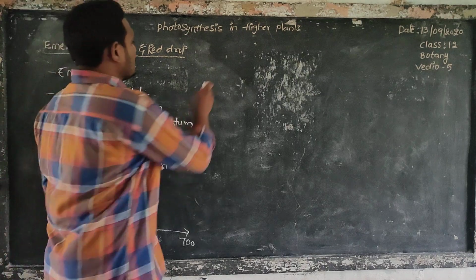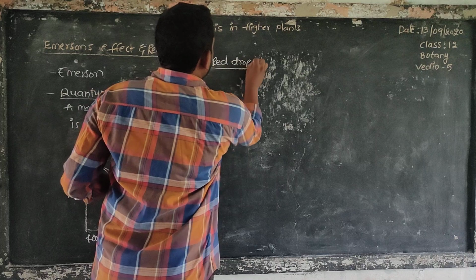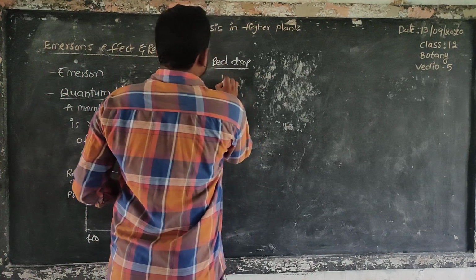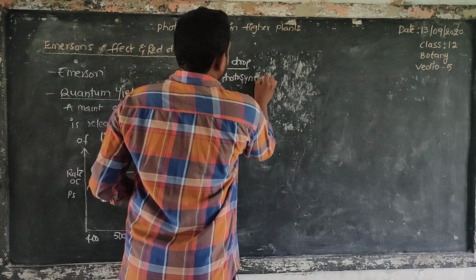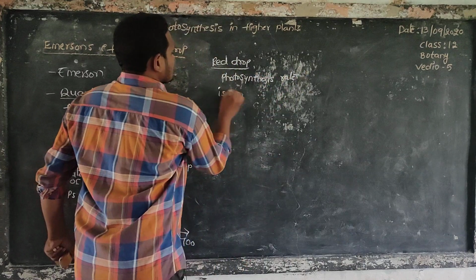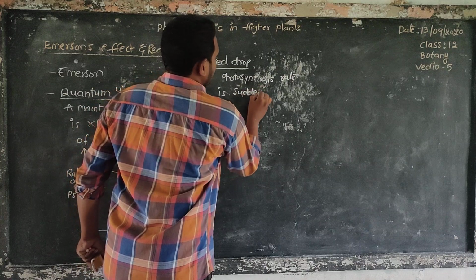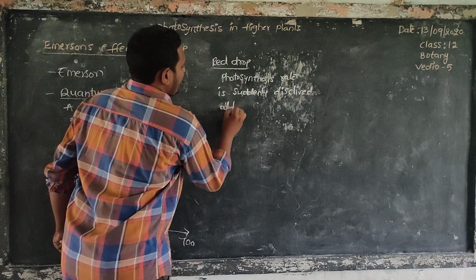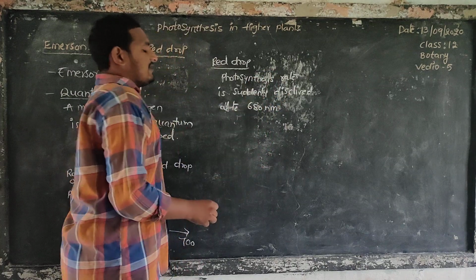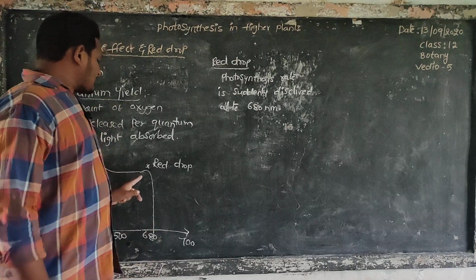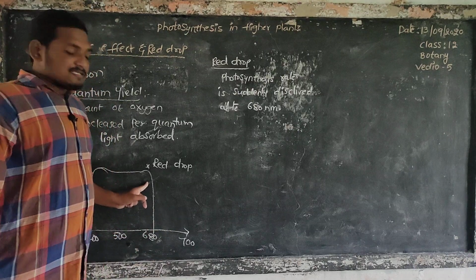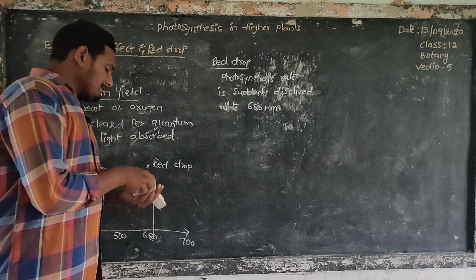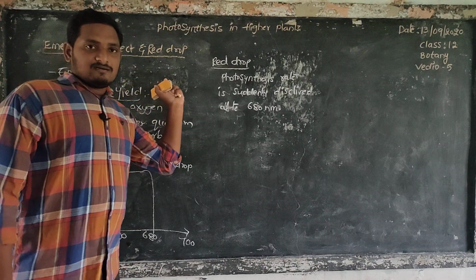Red drop means what? Red drop means the photosynthetic rate suddenly declines after 680 nanometers of light. After 680 nanometers of light, the photosynthesis rate suddenly declines. That is called red drop. And these things were concluded by Emerson and his colleagues.